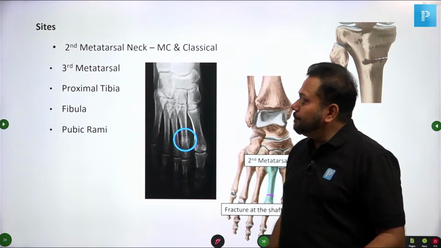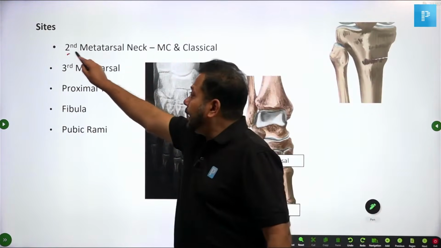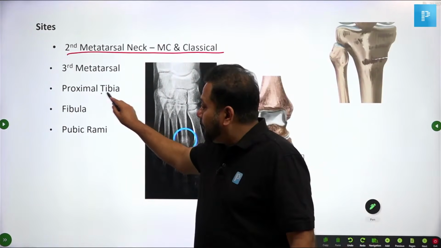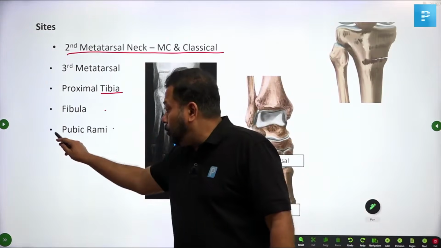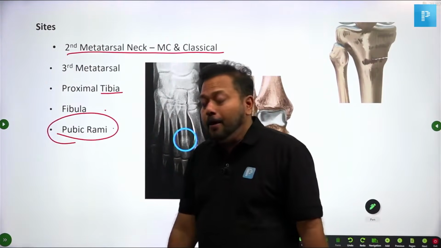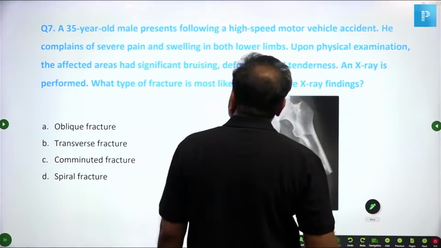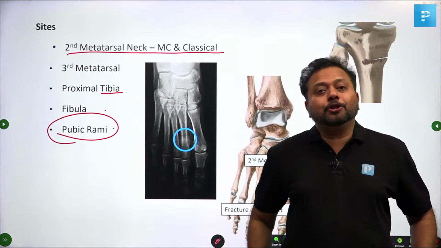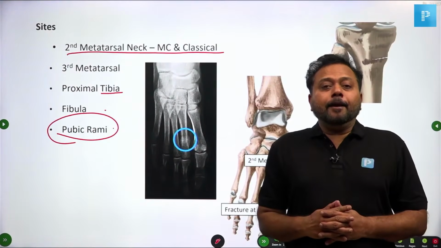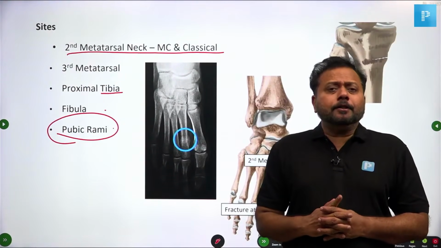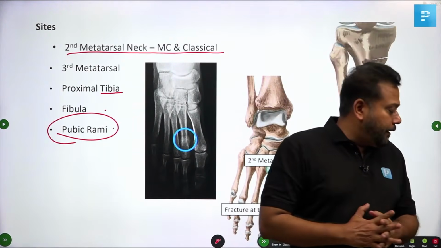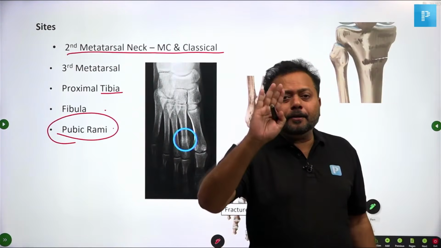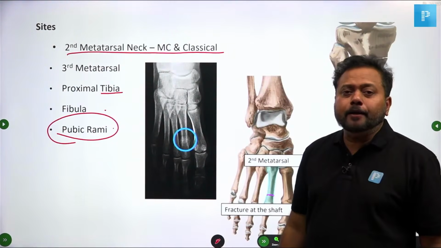The most common site is second metatarsal neck, the classical site. Then it can happen in proximal tibia, fibula, pubic rami. Don't forget, this is a very rare site, but you should not forget pubic rami. The best treatment for that is bed rest and if needed, analgesics, 14 days. For this fracture, there is no need of POP. Just bed rest, NSAID. That is the bookish treatment. That is the thing you should write in your exams.